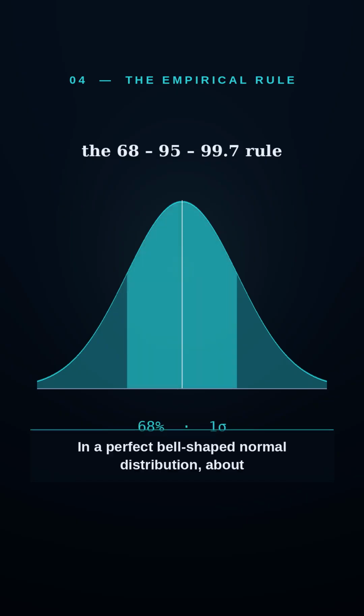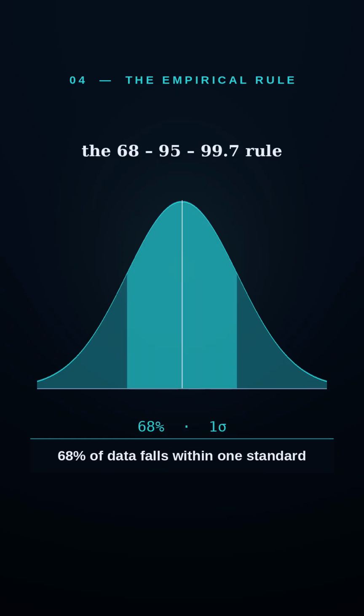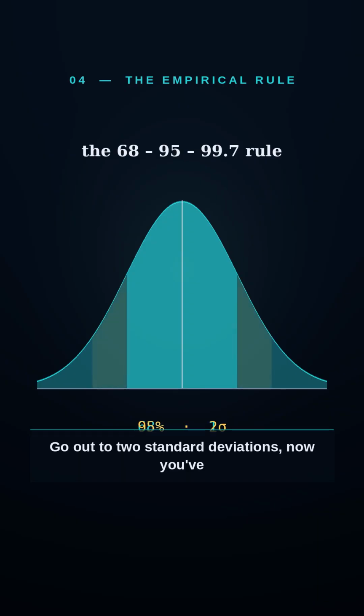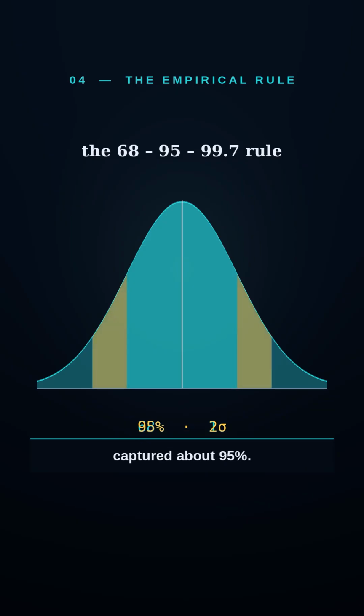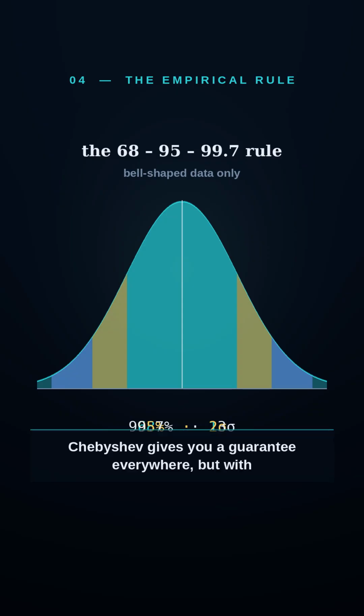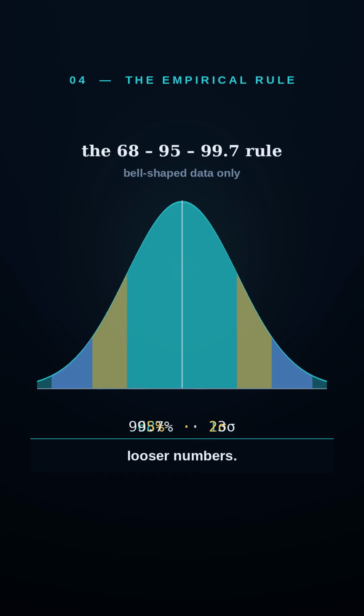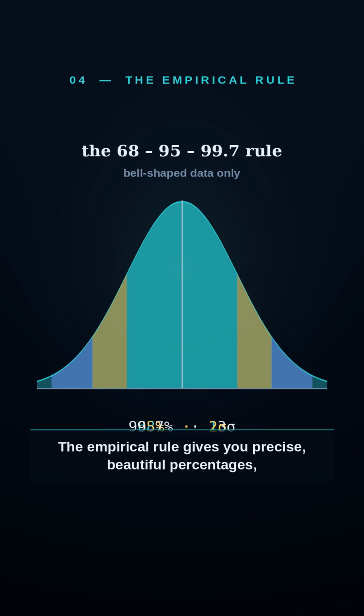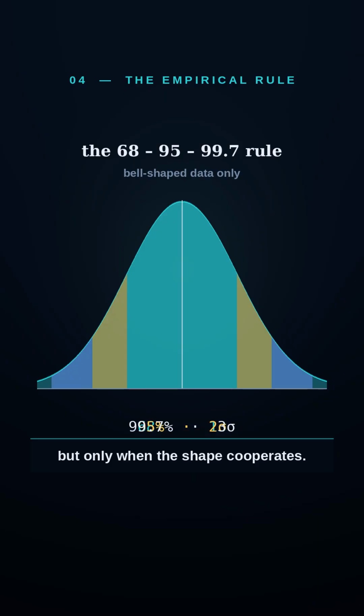In a perfect bell-shaped normal distribution, about 68% of data falls within 1 standard deviation of the mean. Go out to 2 standard deviations, now you've captured about 95%. 3 standard deviations? Almost everything. 99.7%. That's basically all of it. But, and this is critical, the empirical rule only works for bell-shaped distributions. That's the trade-off. Chebyshev gives you a guarantee everywhere, but with looser numbers. The empirical rule gives you precise, beautiful percentages, but only when the shape cooperates. 2 tools, 2 situations. Know which one to reach for.